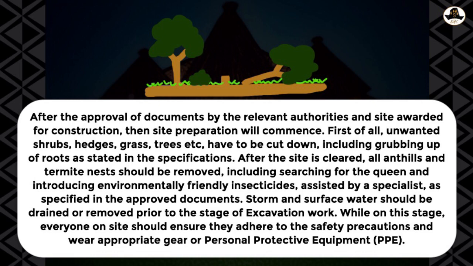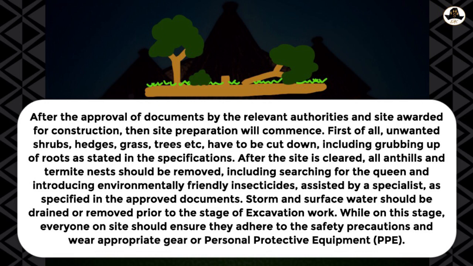After the site is cleared, all anthills and termite nests should be removed, including searching for the queen and introducing environmentally friendly insecticides assisted by specialists. So a specialist has to be involved in order to make sure that these insects are removed safely and we are not polluting the ground or the environment.